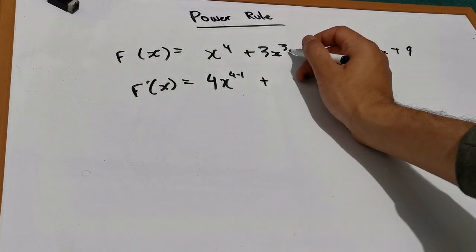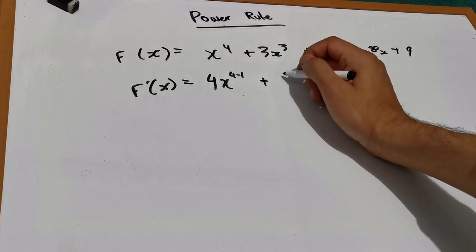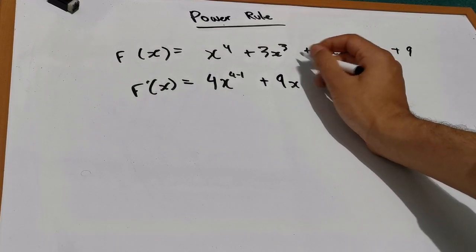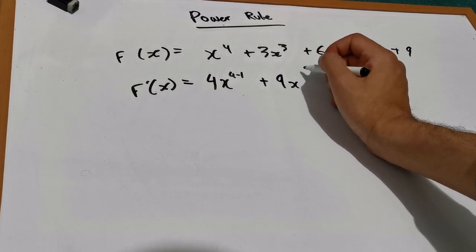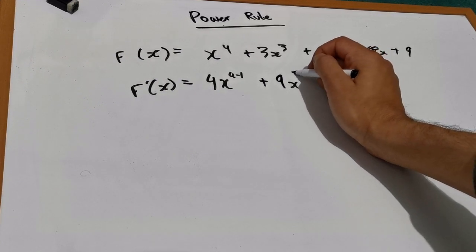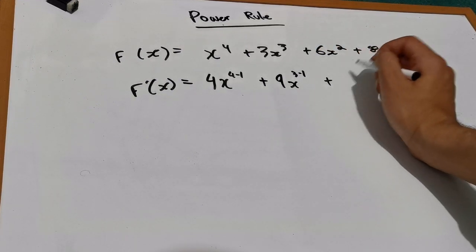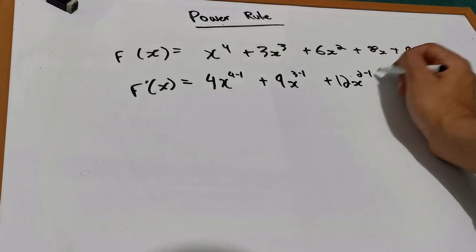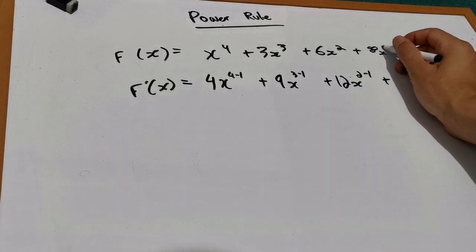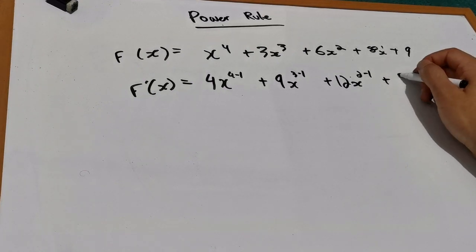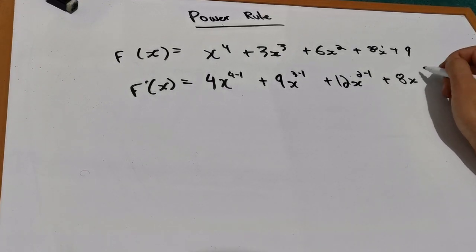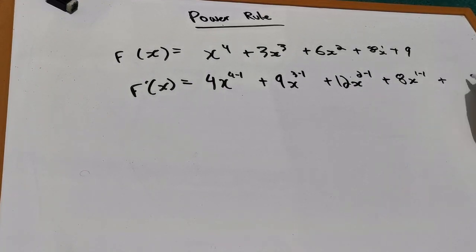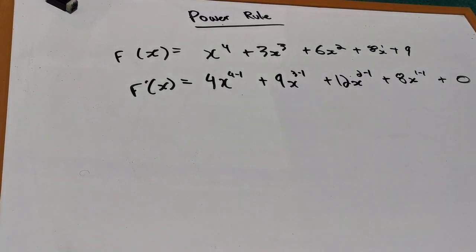Add. The 3 comes down, so that's 3 times 3, which is 9x to the power of 3 minus 1. Add. The power comes down, 12x to the power of 2 minus 1. Add. Here the power is just 1. 8 times x to the power of 1 take away 1, add 0, because the constant, when differentiated, becomes 0.